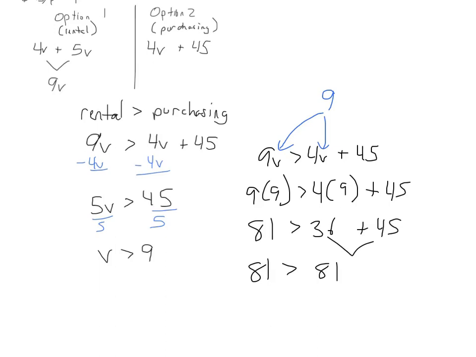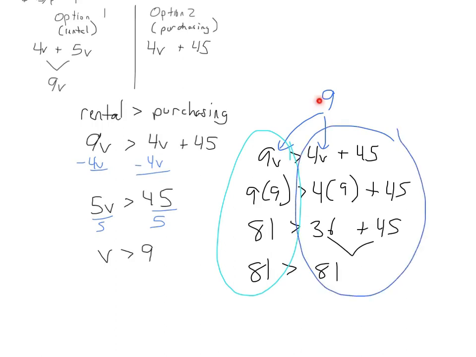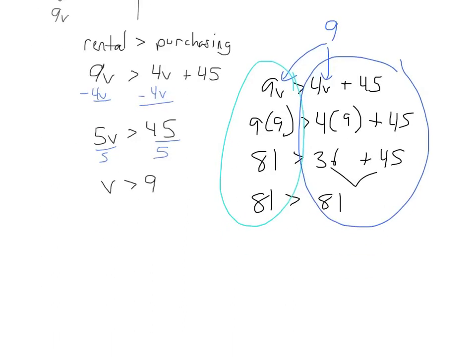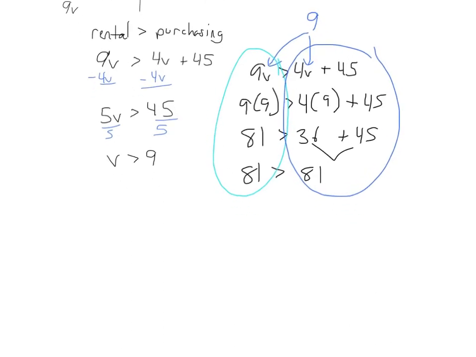Well, it means that if you visit 9 times, the cost on the left, which was rental, all this right here was rental, is not greater than the cost of purchasing skates. If you visit 9 times, they're equal costs. So how many times do you have to go in order for renting to be greater than buying? Well, let's see. If you visit 9 times, it doesn't matter if you rent or buy, you pay the same. Let's plug in a 10 for V this time.